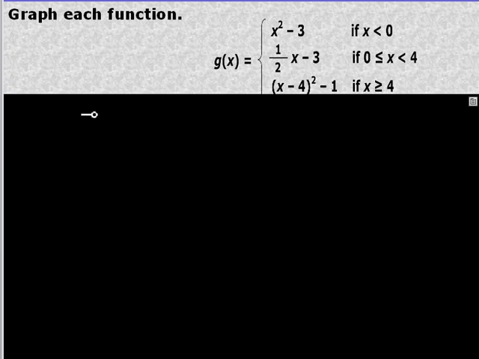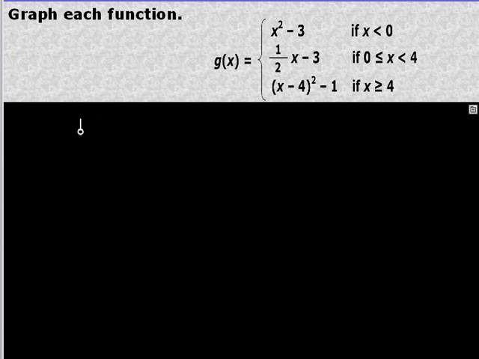Okay, next example. This time we have 3 different functions, and we need to know where on the graph to graph these. So this piece of the graph exists when x is less than 0, so in the negative part of the x domain. The next piece of the graph exists between 0 and less than 4, and then this piece of the graph is greater than or equal to 4.